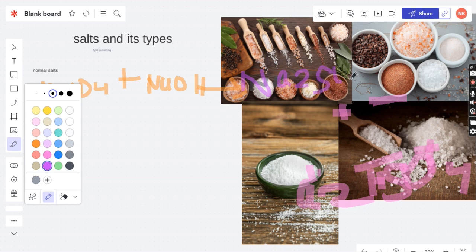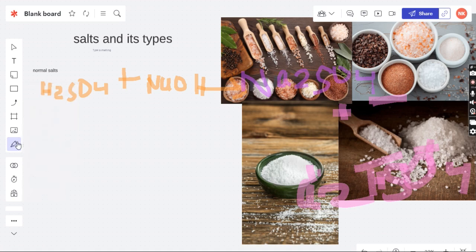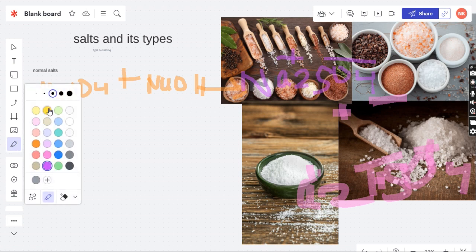Na2SO4, which means that it is sodium sulfate. So this is the final product that we have gotten through it. Basically, this is the normal salt. We can see here that neither the H+ ion nor the OH- ion is present, only Na+ and SO4 2-. It is made from the reactants of one strong acid and one strong base, so the salt we have gotten is the normal salt.